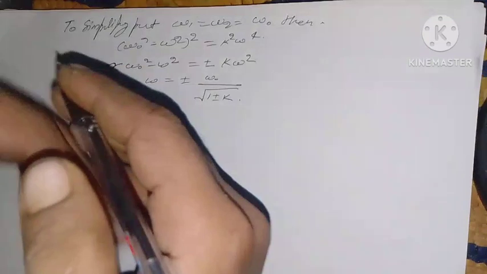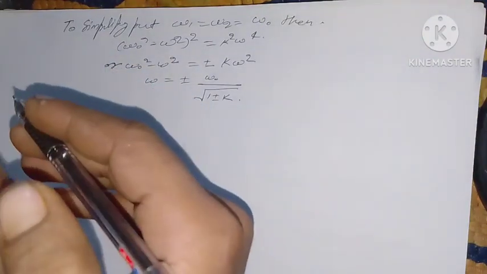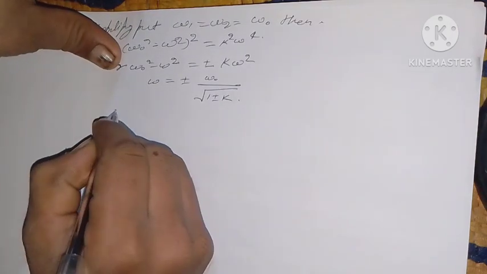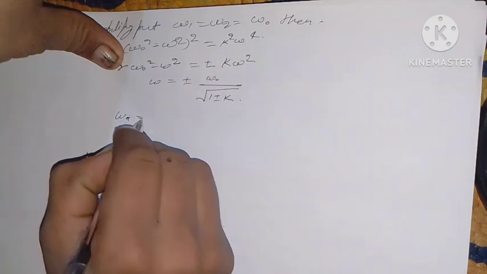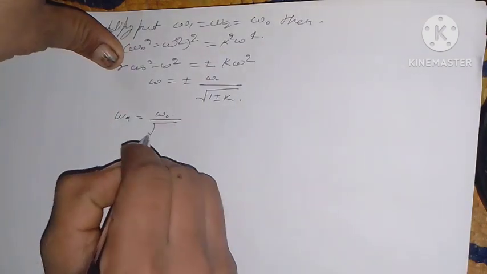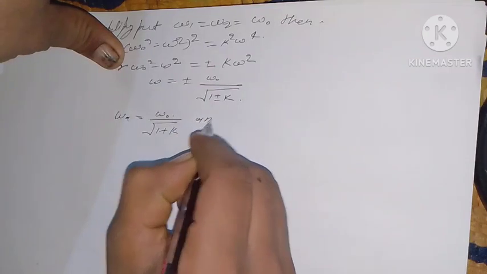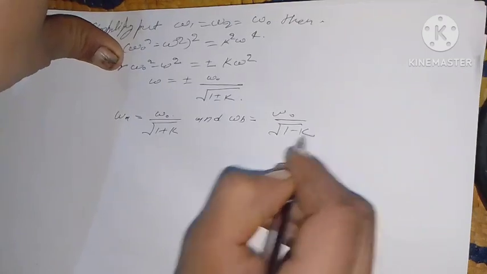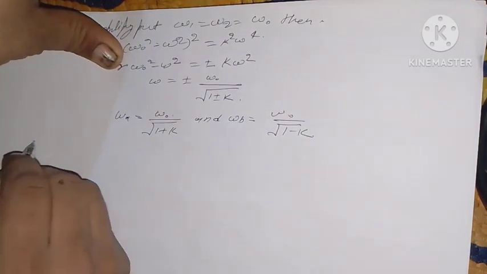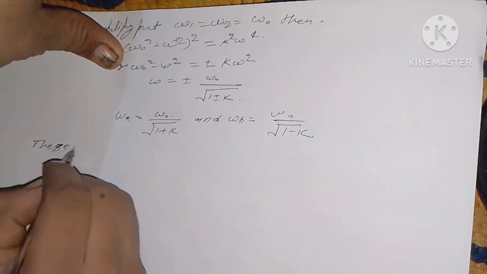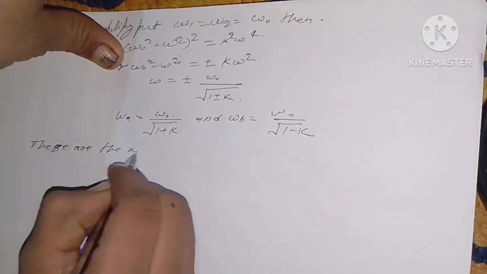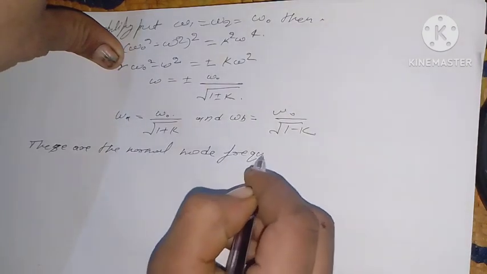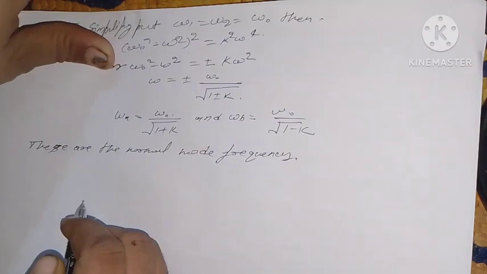The negative sign on the right hand side has no meaning as omega cannot be negative. The positive sign gives two frequencies: WA equal to W0 upon under root of 1 plus K and WB equal to W0 upon under root of 1 minus K. These are the normal mode frequencies.